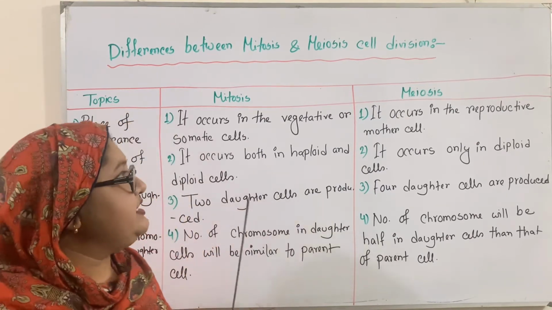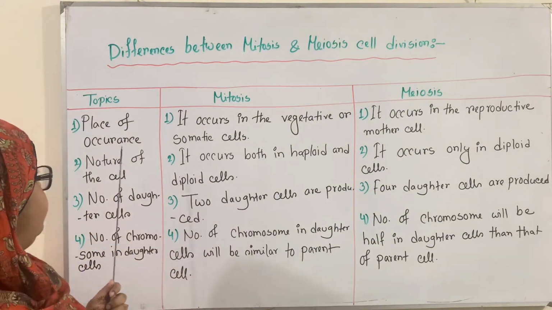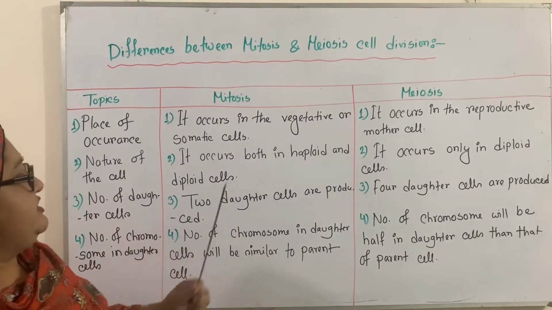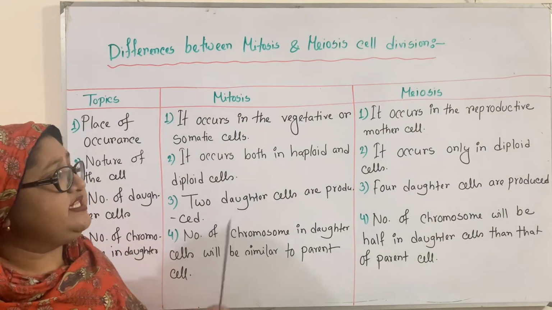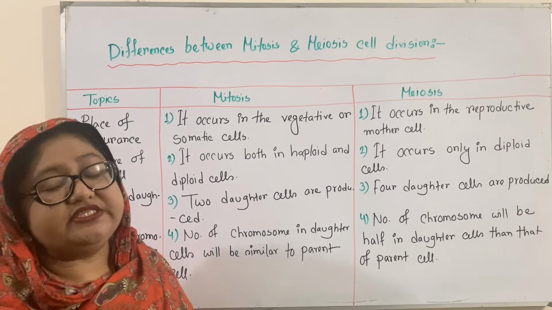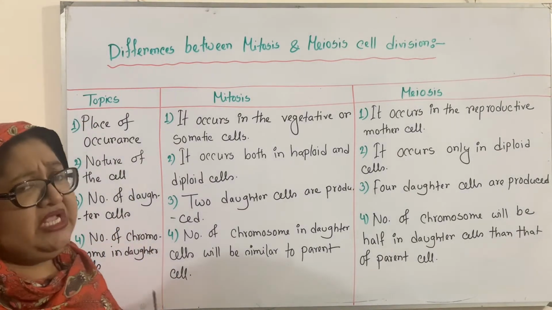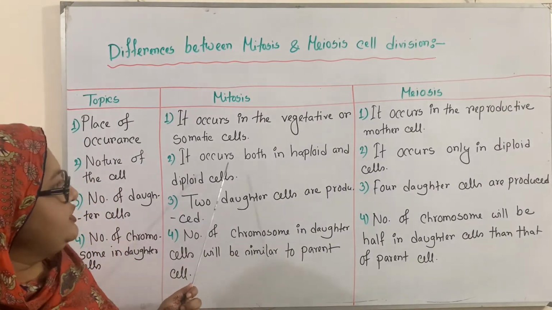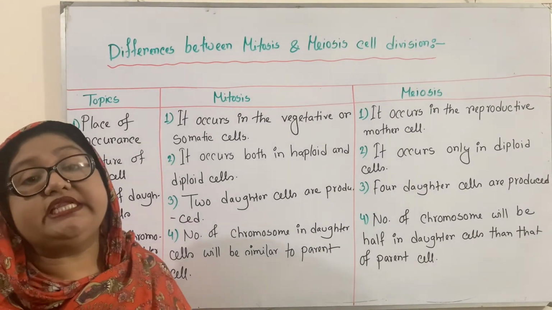Now come to the point. The differences between mitosis and meiosis you can see on the board. First of all, the topics: mitosis and meiosis cell division. Place of occurrence. You know that mitosis cell division takes place in the vegetative or somatic cell, whereas meiosis cell division takes place in the reproductive mother cell. Next, nature of the cell. In which type of cell does the cell division occur? Mitosis occurs in both haploid and diploid cells, but meiosis occurs only in diploid cells.